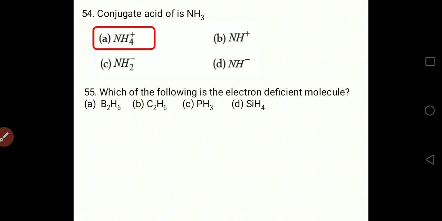Which of the following is electron deficient? Remember, electron deficient means less than 8. So SiH4, 8 electrons are there, Si having 4 bonds. PH3, 1 lone pair and 3 bonds, 8 electrons are there. And C2H6, there are 4 bonds, so 8 electrons, but B2H6 is electron deficient. So answer is A.